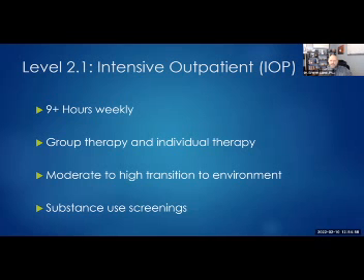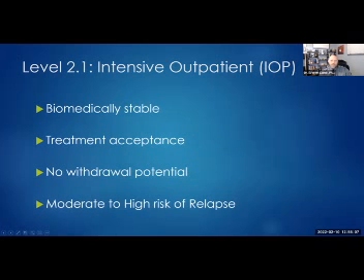This also includes substance use screening. So urinary drug screenings, maybe blood screenings, however people do that, as part of this as well. So for IOP, they need to be biomedically stable, have treatment acceptance, no withdrawal potential, but they're still at moderate to high risk of relapse. So at these lower levels of care, the big issues are, what is their risk of relapse? If they're outside of a structured setting, how likely is it that they're going to go back to using substances?